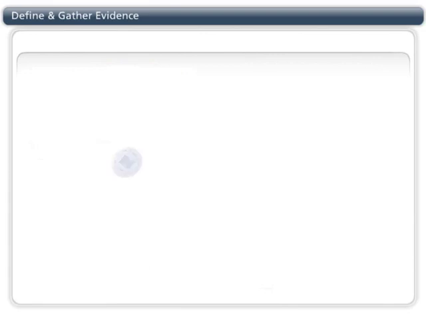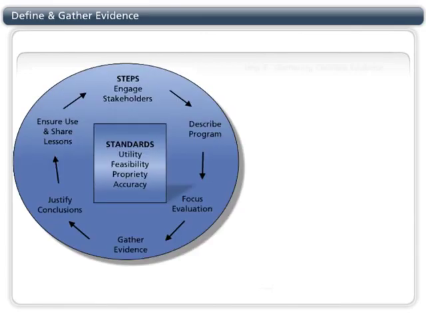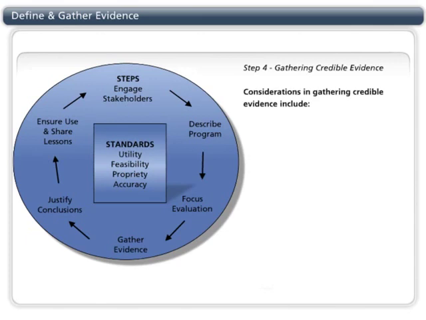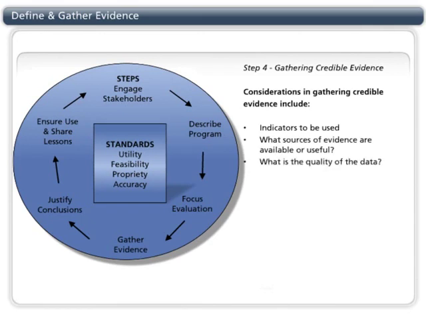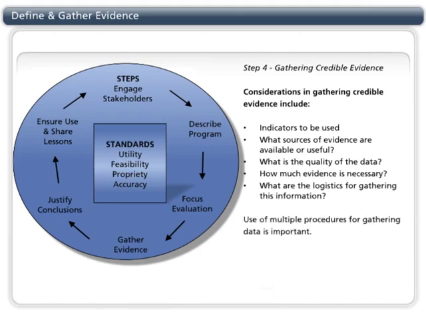The fourth step in the framework is gathering credible evidence. Considerations in gathering credible evidence include indicators to be used. What sources of evidence are available or useful? What is the quality of the data? How much evidence is necessary? What are the logistics for gathering this information? Use of multiple procedures for gathering data is important.